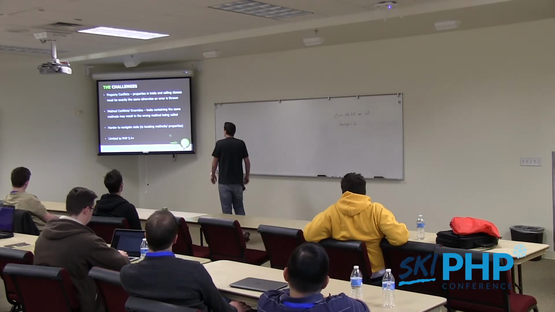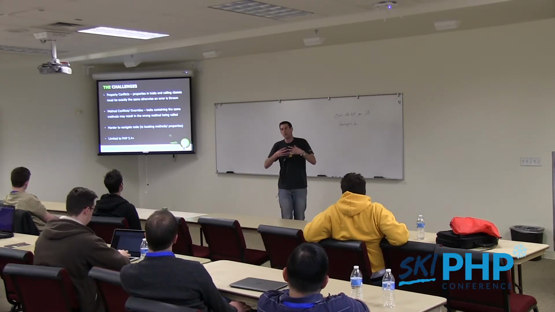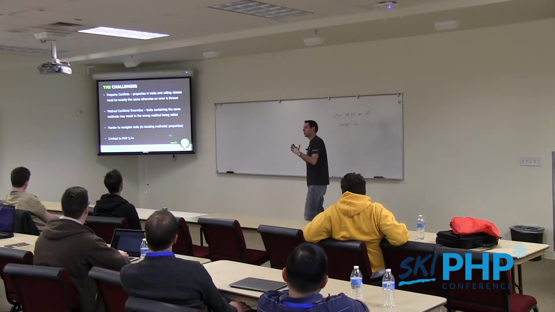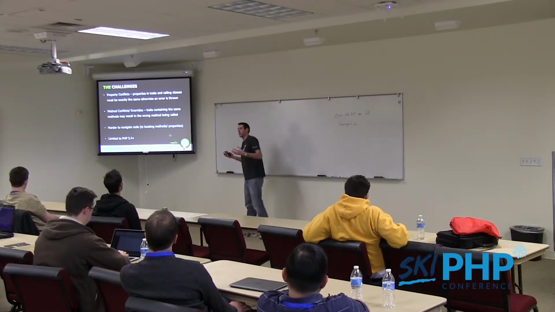If you have a trait that contains multiple methods and another trait contains the same methods, and you throw them together, PHP doesn't like that unless you declare which ones you want to use, and it blows up with a fatal error. It can be harder to navigate code.